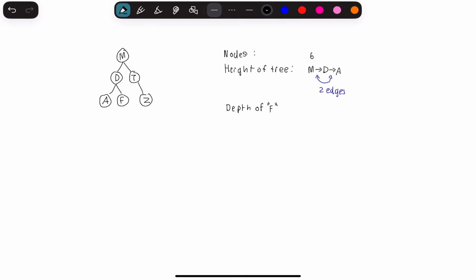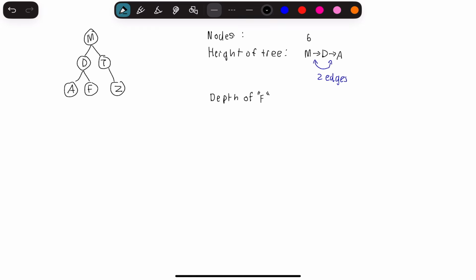So that's 6. To calculate the height, you look at the longest path and you examine the edges. So we can see that we have a path from M to D to A, and we have 2 edges.